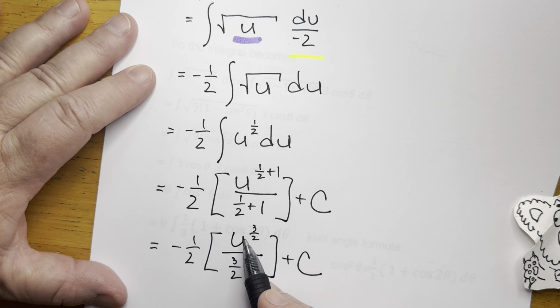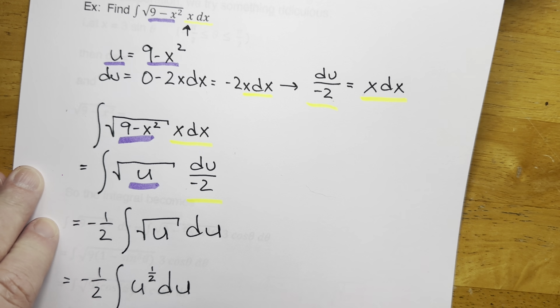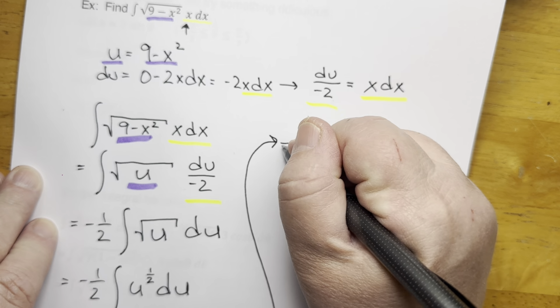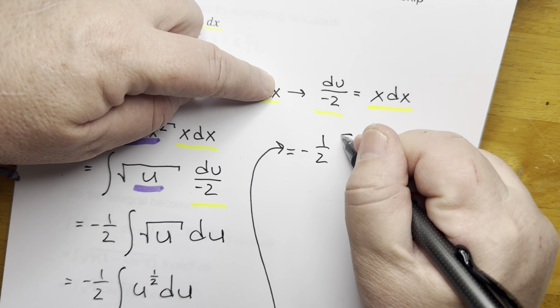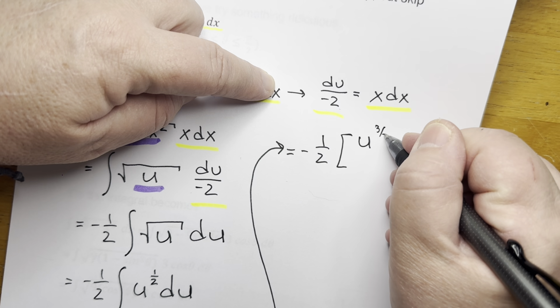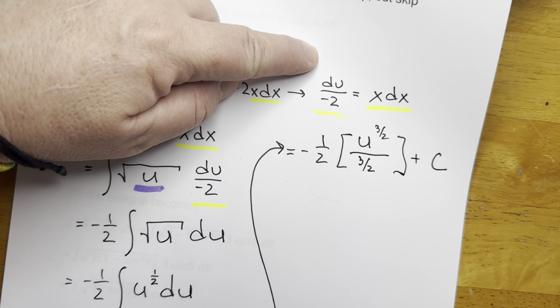And I've got a fraction where there's a fraction inside, and this is not good. So what we want to do is rewrite this, so I'm going to go up to the top, and let me rewrite the whole thing so you can see it all together. -1/2 u to the 3/2 all over 3/2 plus c.